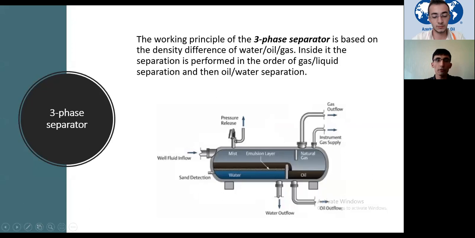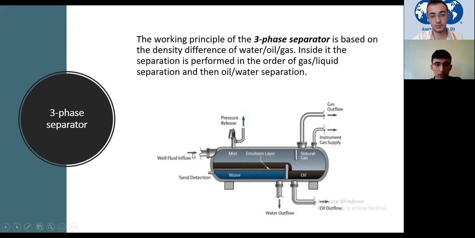And also there's a separator type called a three-phase separator, and that's just to separate materials in three different phases. Okay, by the way, we have this separator in our plant. So let me explain first and I can come back to the example. As you see, it's written well fluid inflow because it's for well flow. The photo is taken from the internet.